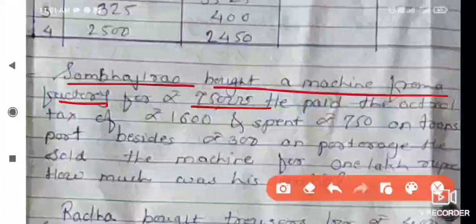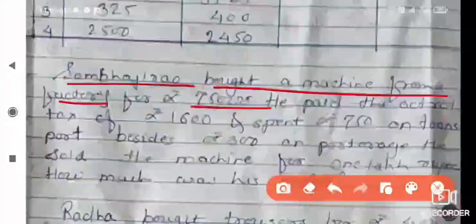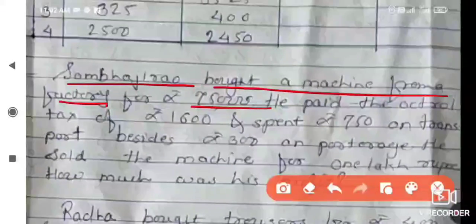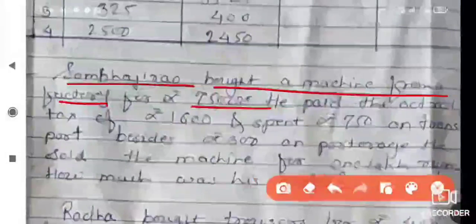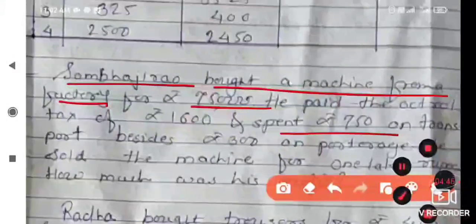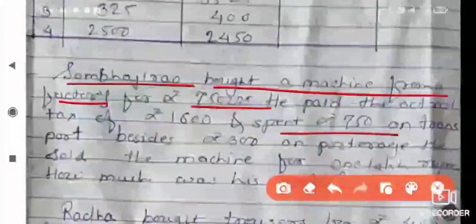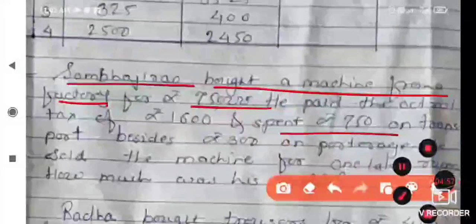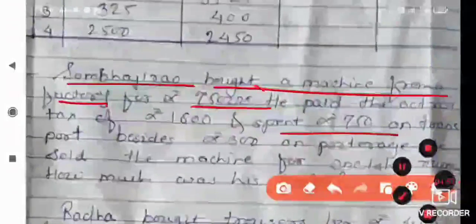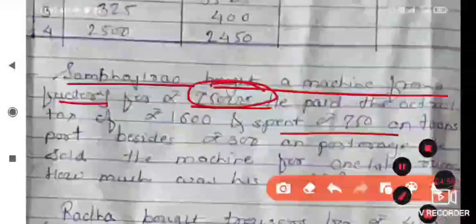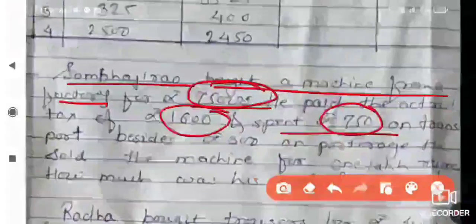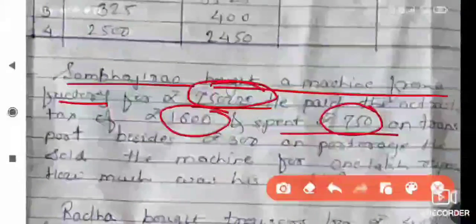And he paid an octroi tax. It is a tax that we have to pay when we buy any machine. And then he spent 750 rupees on transport. So whenever we consider the cost price, we have to think about all of this: the actual price of the machine plus tax plus whatever he spent on transport. The addition of all this is the CP of the machine.